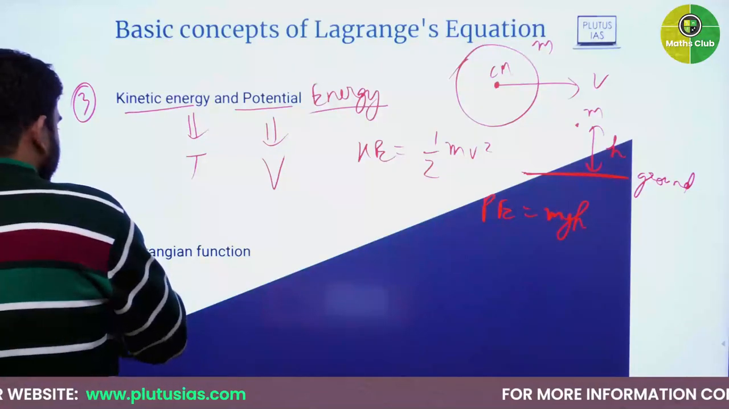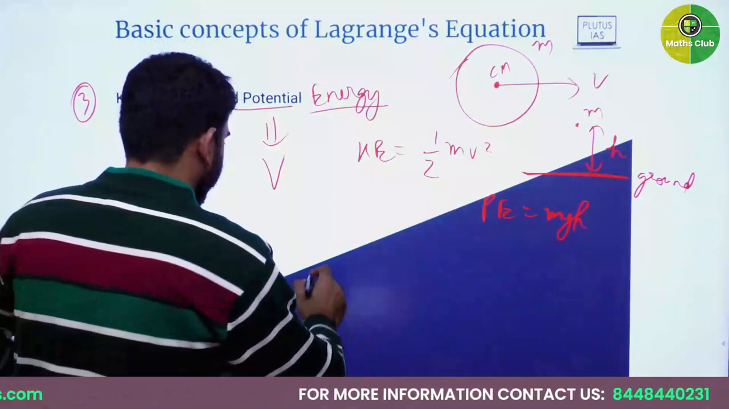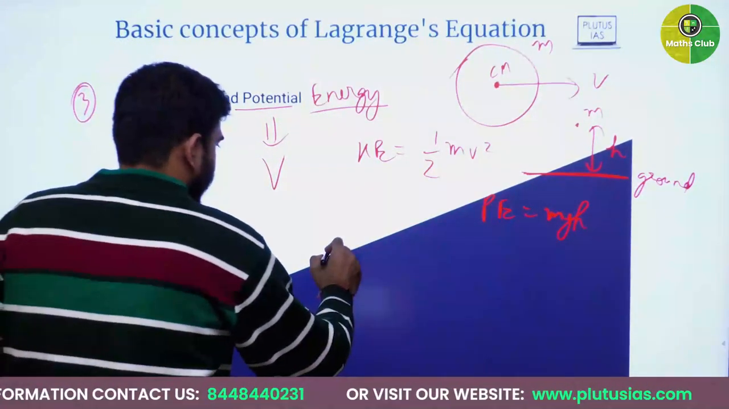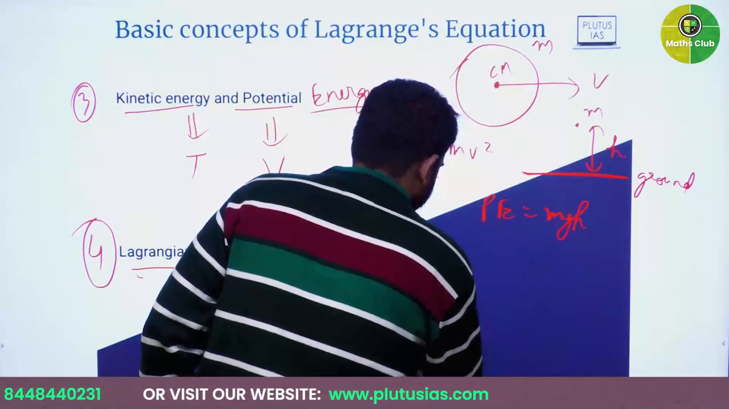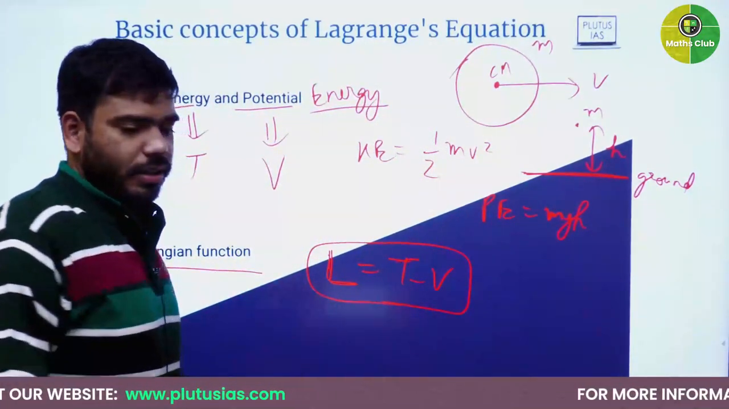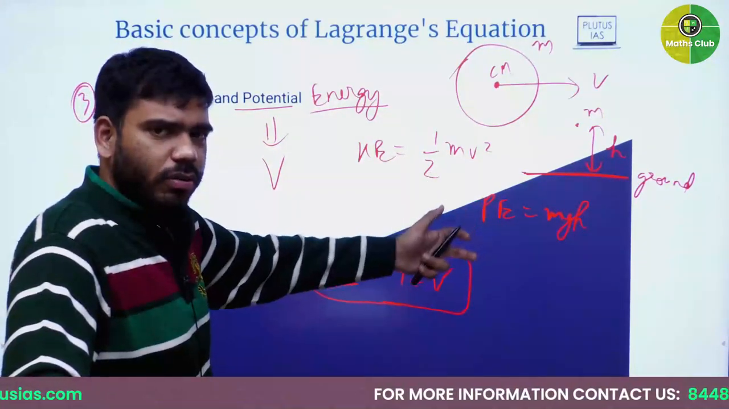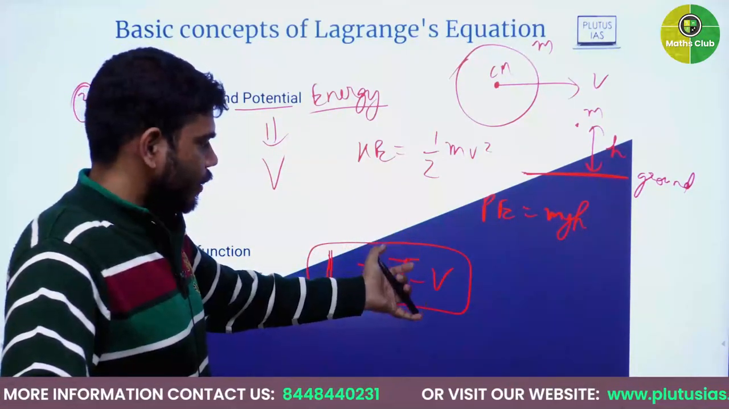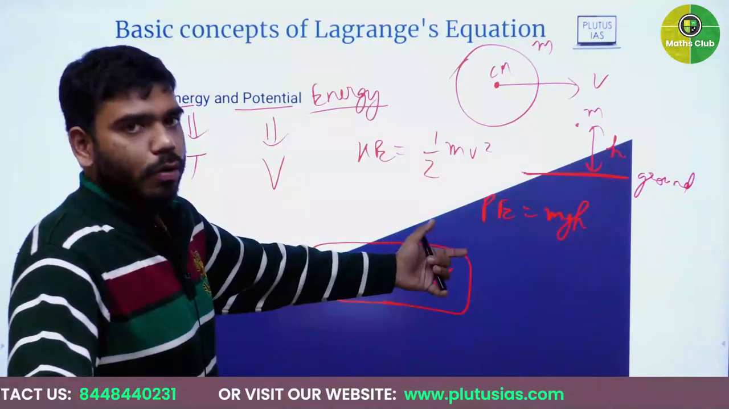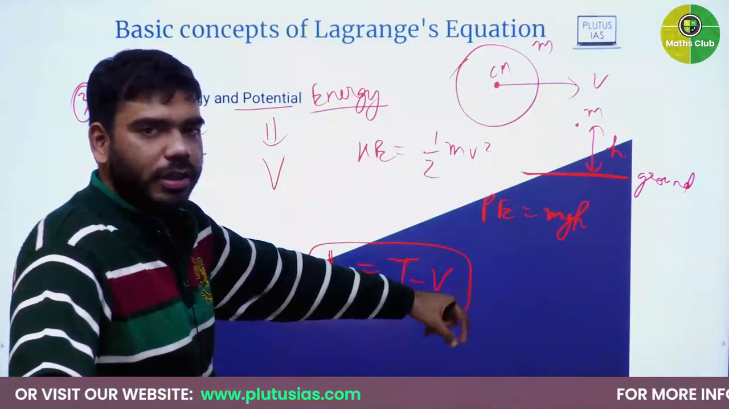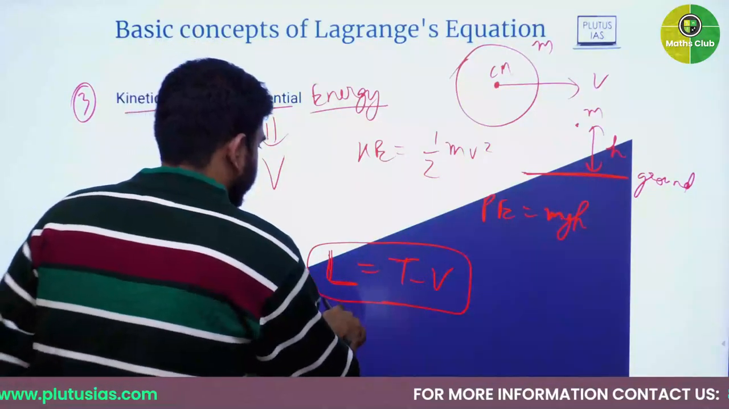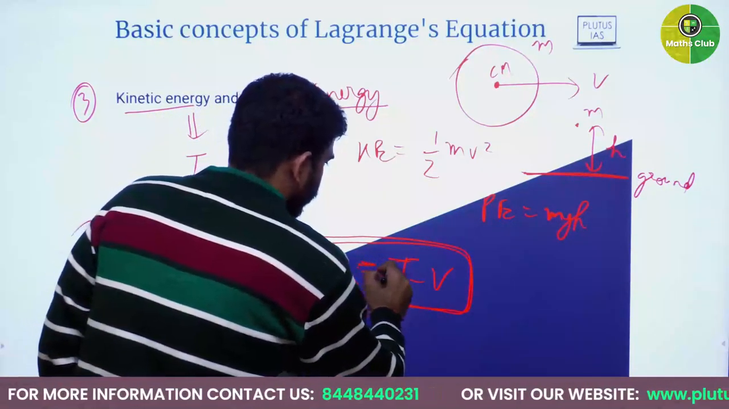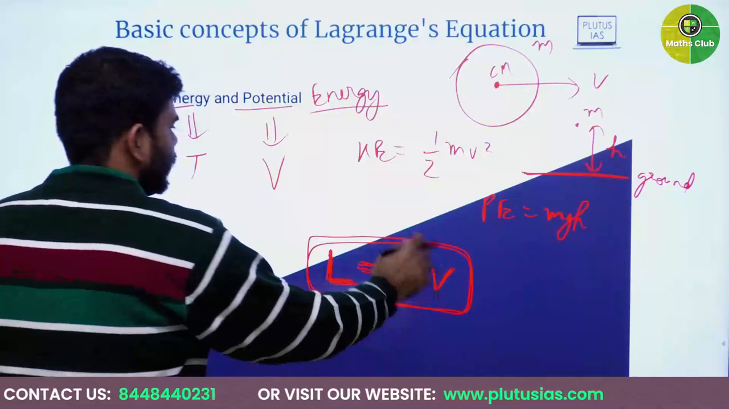And the fourth is the Lagrangian function. There is a lot of confusion about what a Lagrangian function is. Very simply, in one line, it is T minus V. That's it. There are many different things on this, but you should not worry about them. So Lagrangian function is the kinetic energy of the body at a moment of time minus the potential energy of the body at that time. Kinetic energy minus potential energy, T minus V. That is the Lagrangian function, and it is represented by L. So symbolically, L is equal to T minus V. This is what you have to focus on.